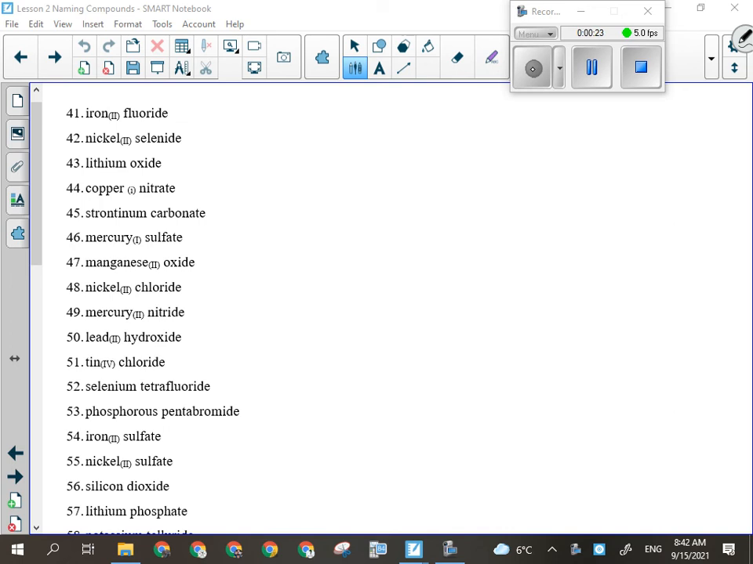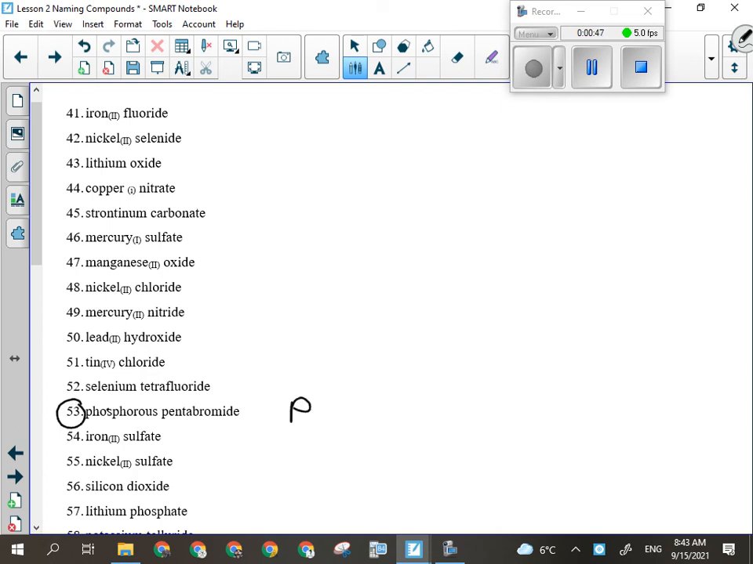If there's prefixes in the name, it's what? Molecular. It's molecular. Okay, so there's a dead giveaway. If it's got prefixes in it, it's molecular. And those are really easy to do because the prefixes tell me exactly what numbers to put on everything. Like, for example, number 53 here. Okay, phosphorus pentabromide. All right, so all I have to do is write out the symbols.